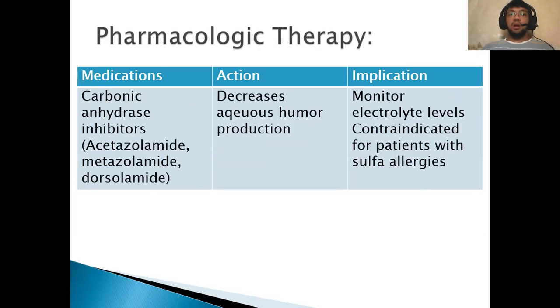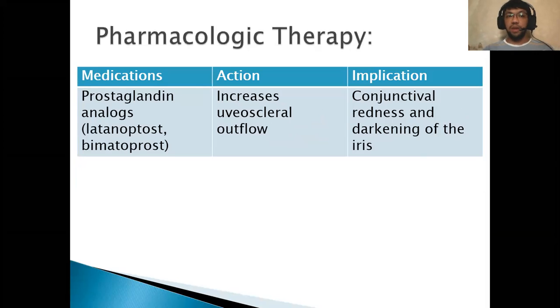Now we go to the carbonic anhydrase inhibitors such as acetazolamide, methazolamide, and dorzolamide. Again, the same action, decreasing the aqueous humor. We need to monitor the patient's electrolyte levels. And this is contraindicated in patients who have sulfa allergies. For example, if they are allergic to sulfonamides, which is an antibiotic, these drugs will not be given to that patient.